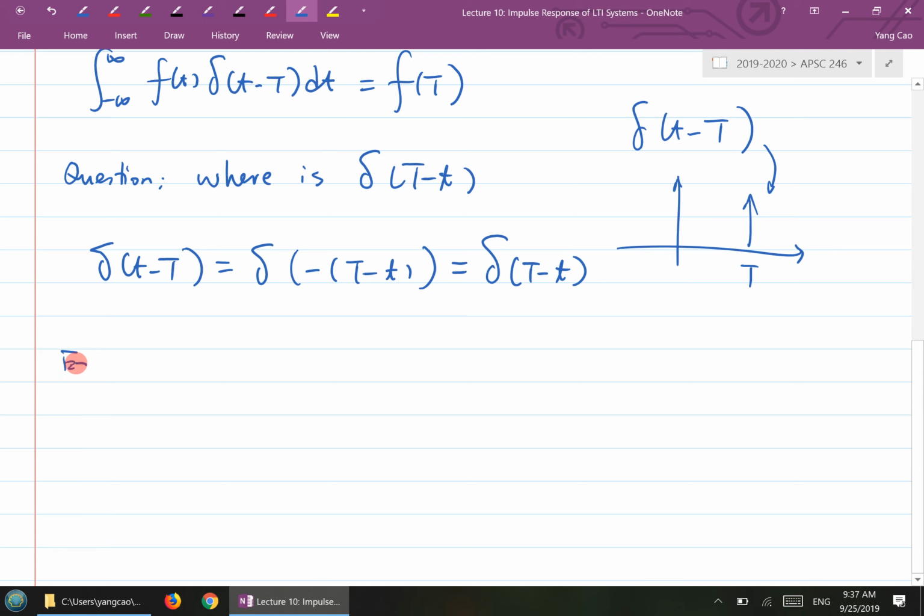Okay, let's take a look at an example here regarding this sampling property, or sifting property.